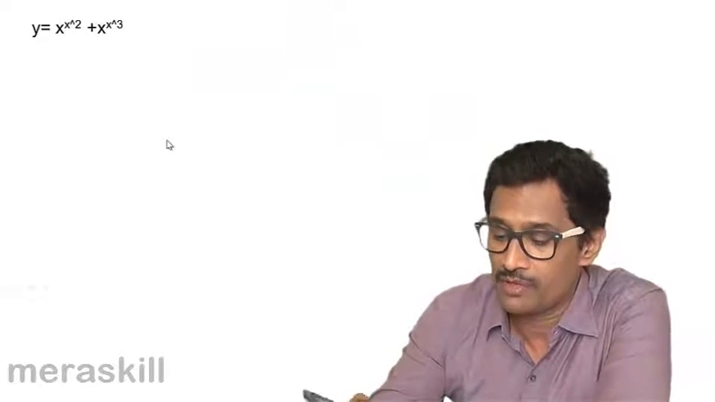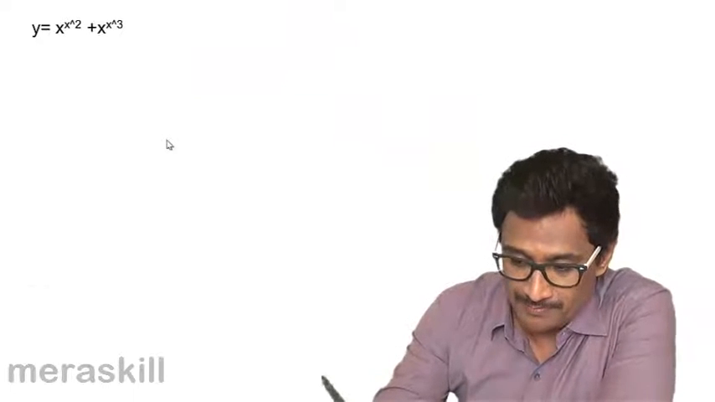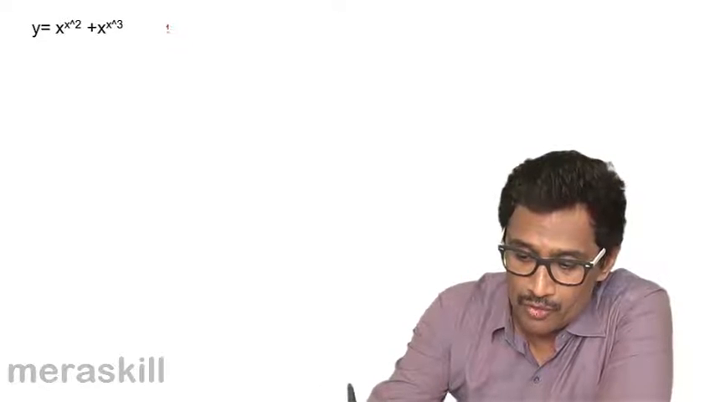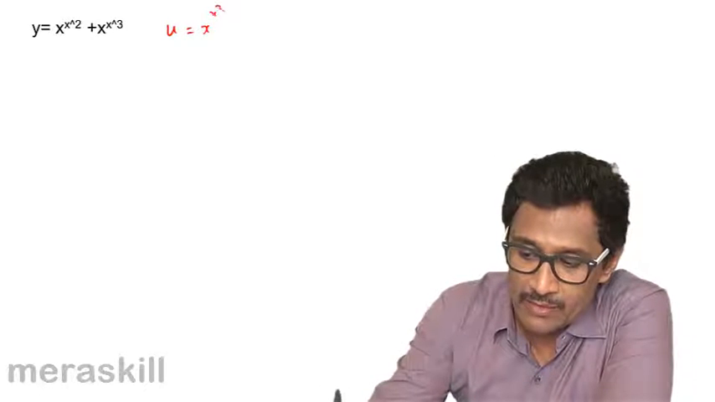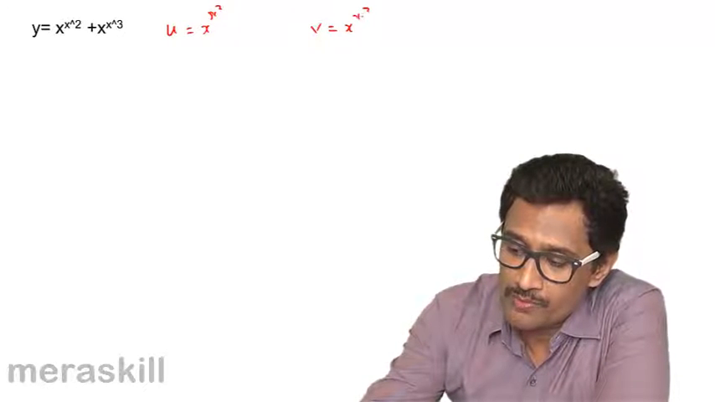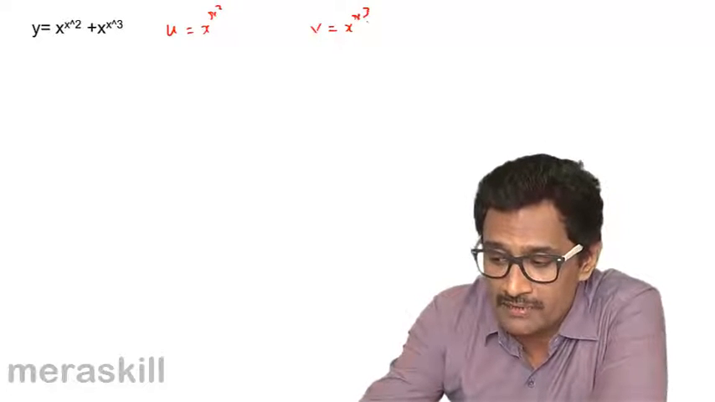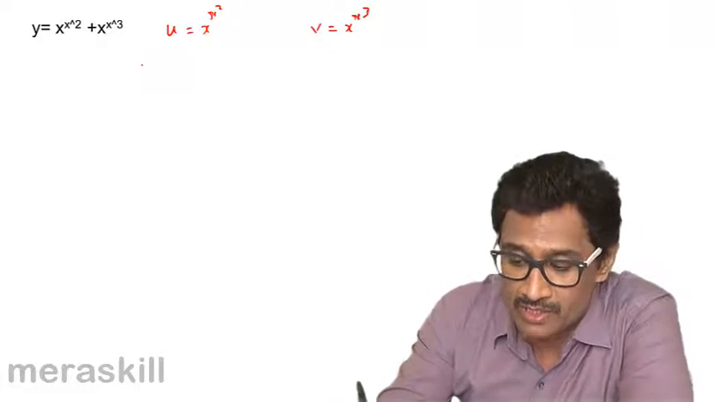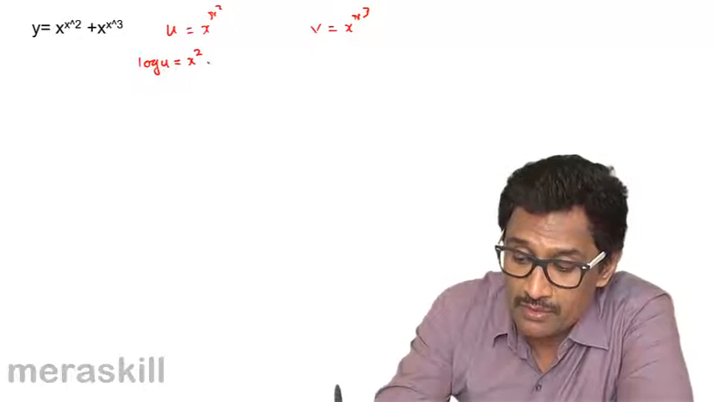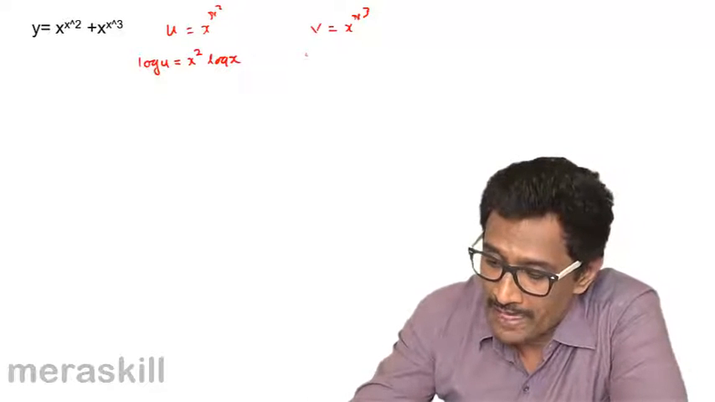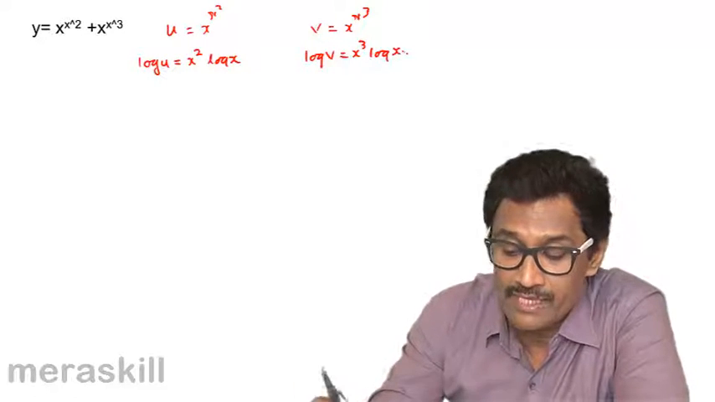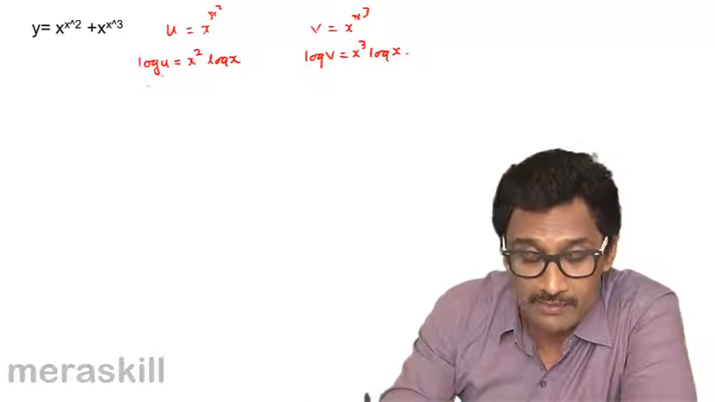Okay, now here what do we have? In a similar manner, we take u as x raised to x square and v as x raised to x cube. So students, just keep your pencils ready and try along with me. Pencils, pens with a sheet. So you get log u, which is x square into log x, and log v is x cube into log x, right? Now differentiate both of them with respect to x.